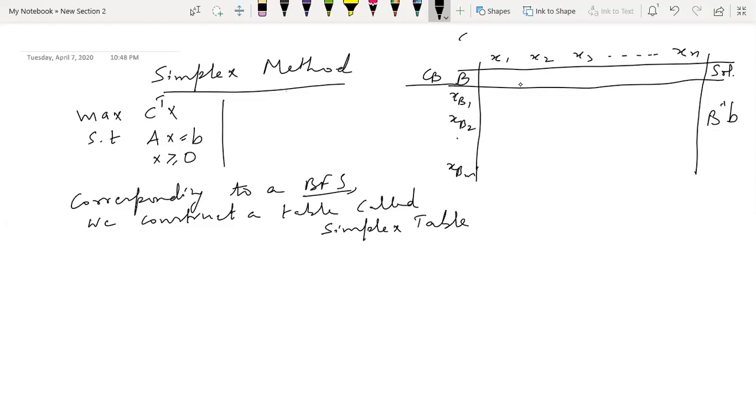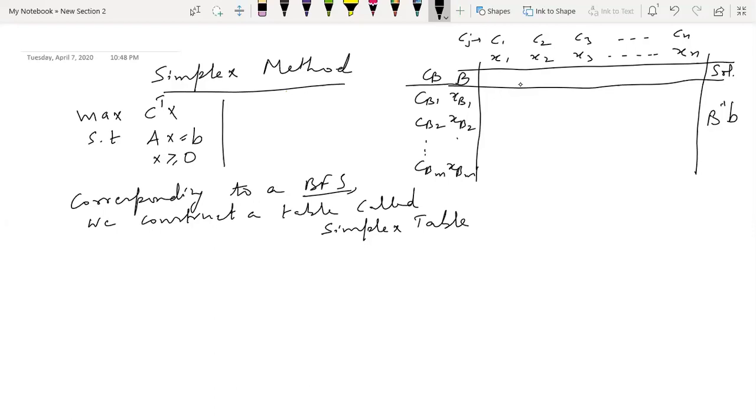So the cost of x1 is c1, the cost of x2 is c2, x3 is c3, and so on up to cn. Since the basic variables are out of these n variables, the cost of the basic variables corresponds to these basic variables. If x1 is in the basis, the cost of that basic variable is c1, but we write it as cb1. Similarly cb2 up to cbn.